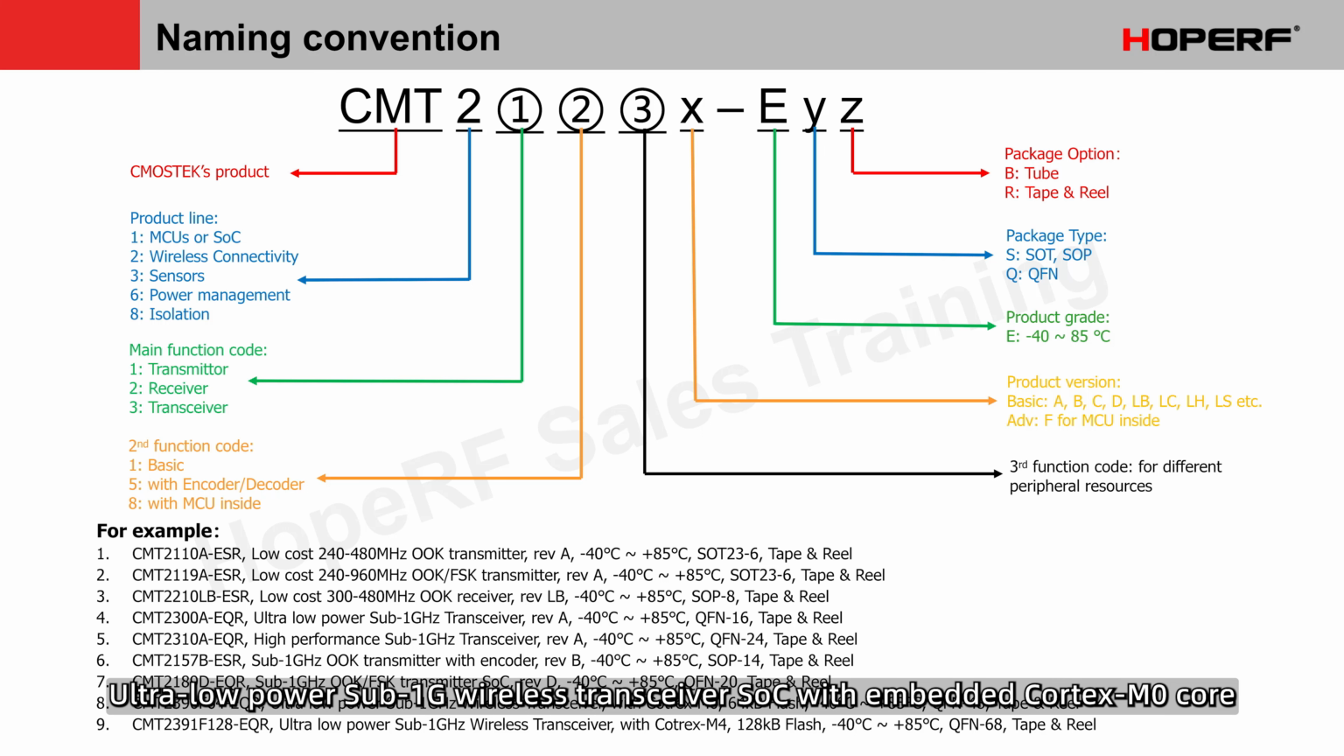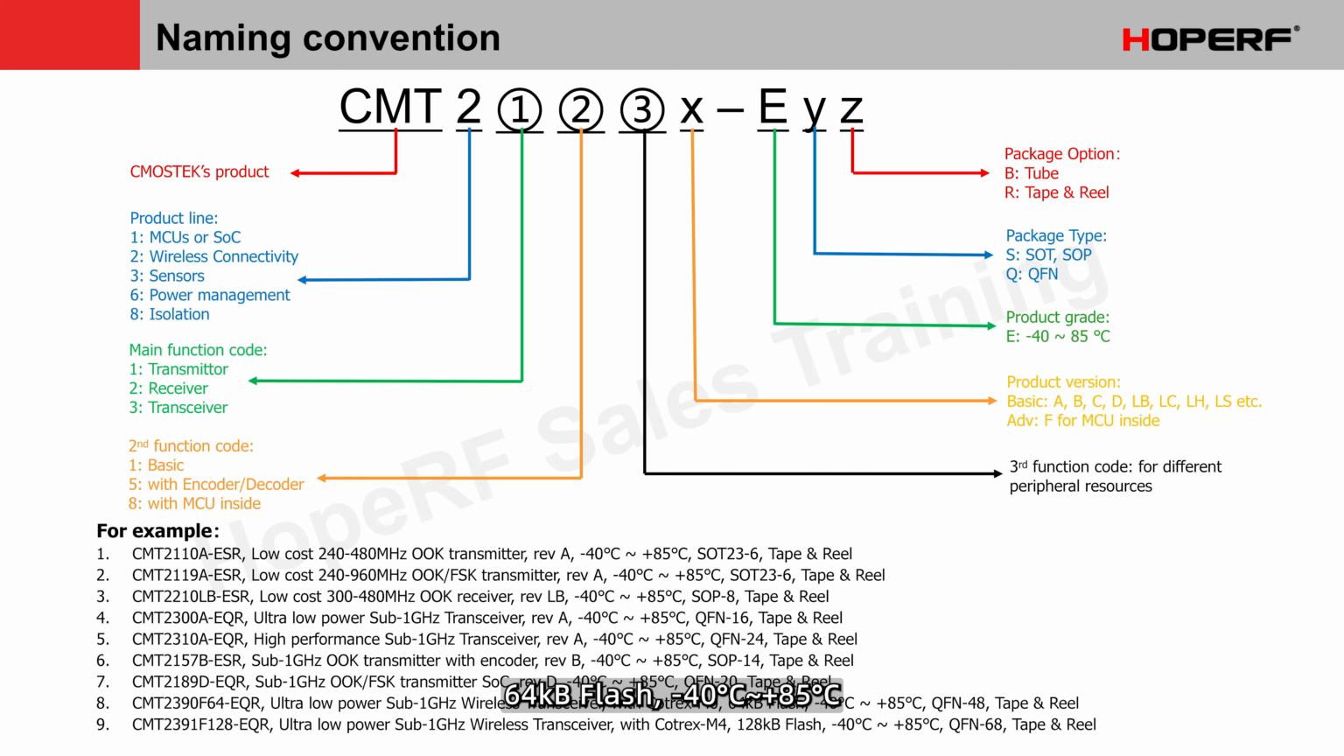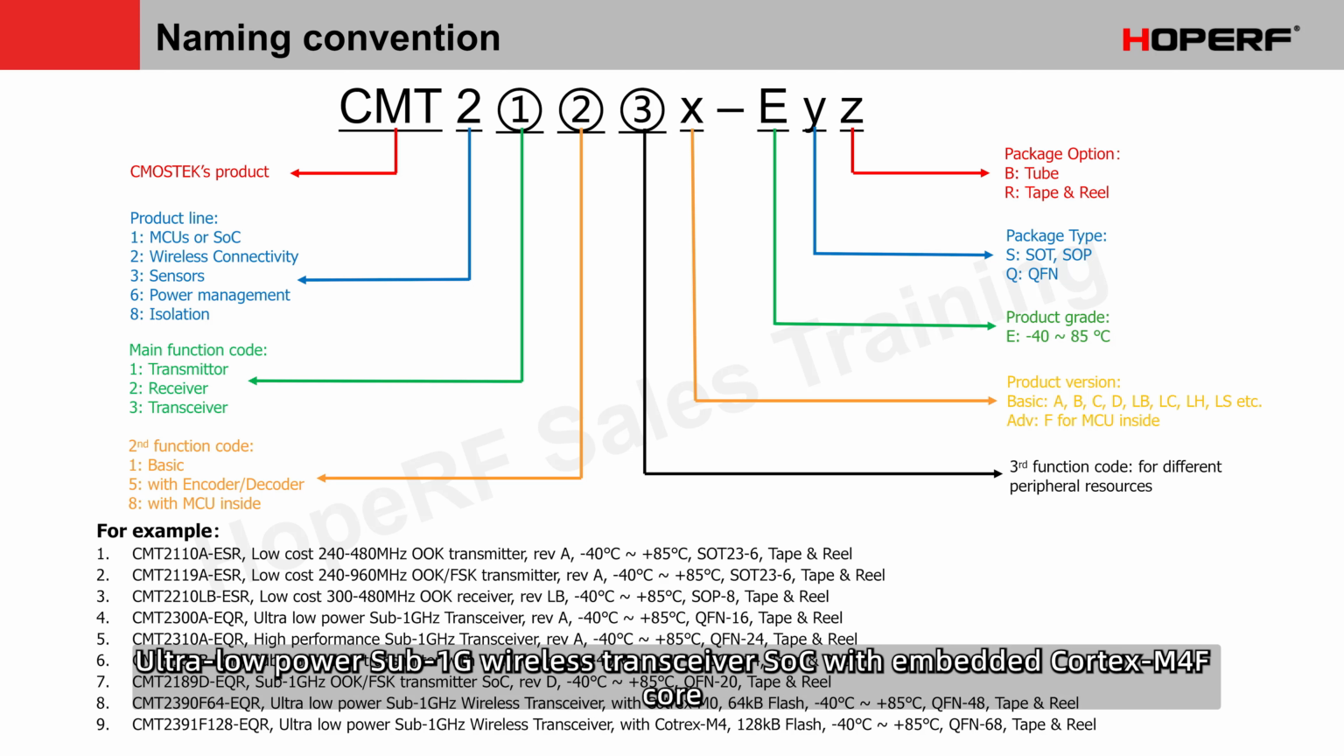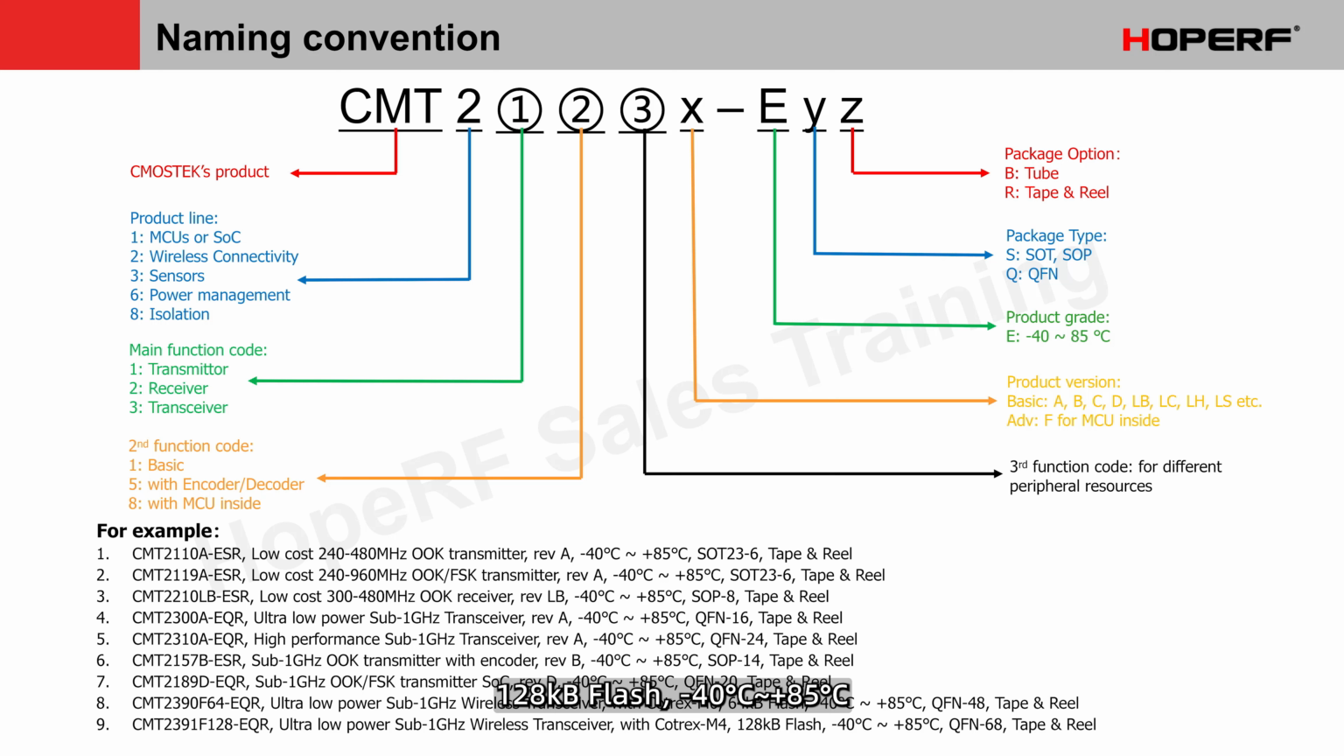CMT2390F64-EQR, ultra low power Sub-1G wireless transceiver SOC with embedded Cortex M0 core, 64 KB flash, minus 40 degrees Celsius to plus 85 degrees Celsius, QFN48 package, tape and reel. CMT2391F128-EQR, ultra low power Sub-1G wireless transceiver SOC with embedded Cortex M4F core, 128 KB flash, minus 40 degrees Celsius to plus 85 degrees Celsius, QFN68 package, tape and reel.